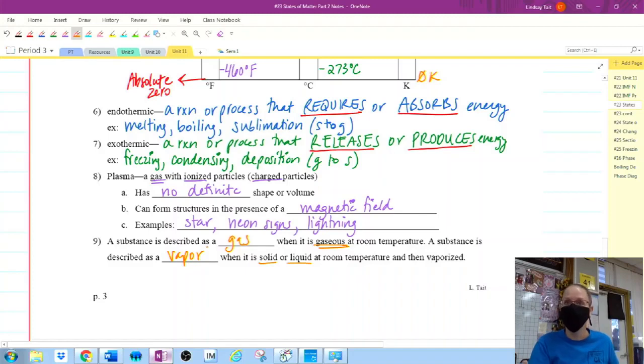So we have alcohol vapors, because a lot of our alcohols are liquid at room temperature. We have water vapor. And in class on Monday, guess what? I'm going to show you some sublimation where I'm going to start with solid iodine, and then I'm going to turn it into iodine vapor, because it's solid at room temperature, but when I turn it into a gas, we call it vapor, right? So that's what's going on with those vocabulary words, gas and vapor. All right, so to the back.